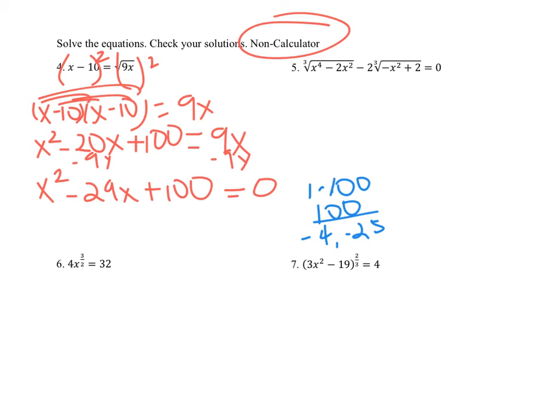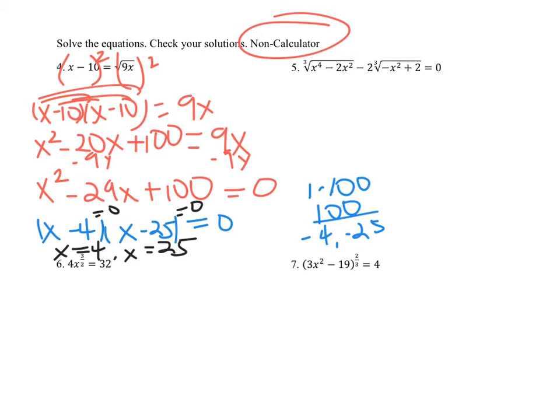Since A is 1, that means I can go straight to my 2 sets of parentheses, straight to my binomials, x minus 4, x minus 25 equals 0. Okay, if you recall, what you'll have to do now is set each one of those equal to 0. So x minus 4 equals 0, x minus 25 equals 0. So your final answers would be x equals 4 and x equals 25.